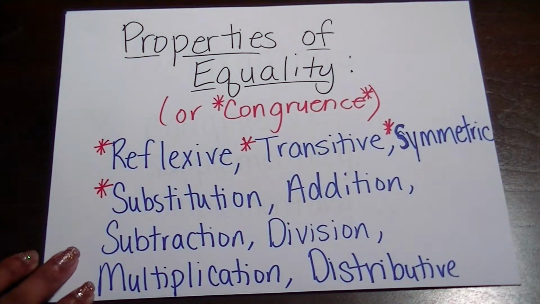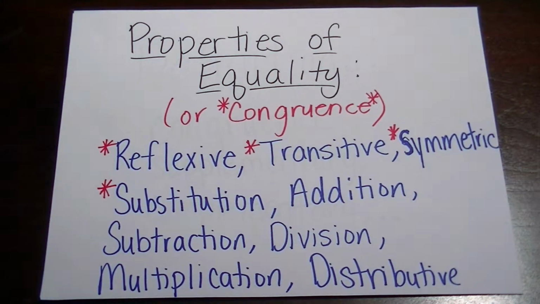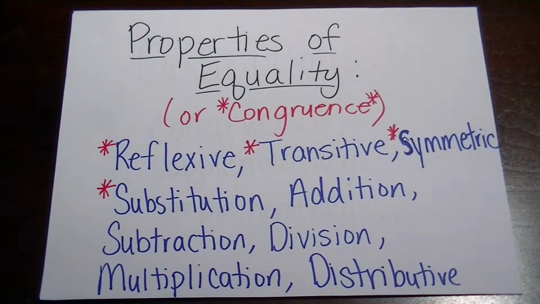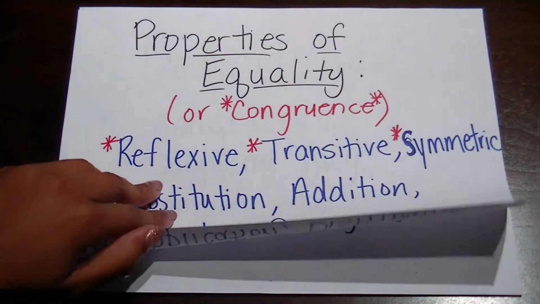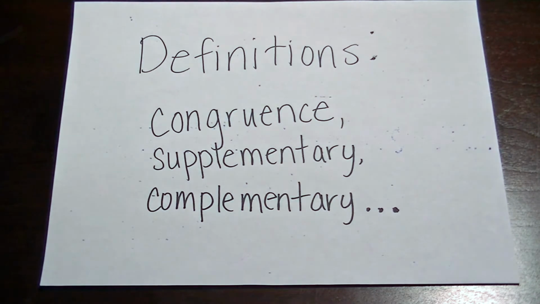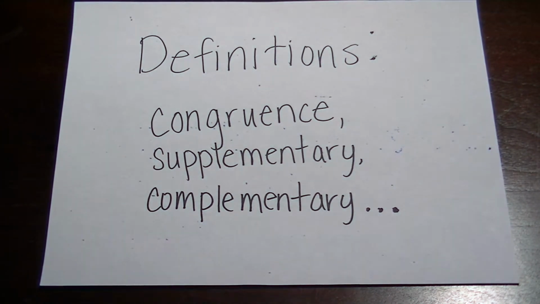The properties of equality or congruence: reflexive, transitive, symmetric, substitution, addition, subtraction, division, multiplication, and distributive. A few of the other definitions that we're going to cover are congruence, supplementary, and complementary.